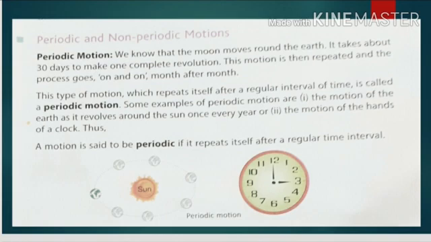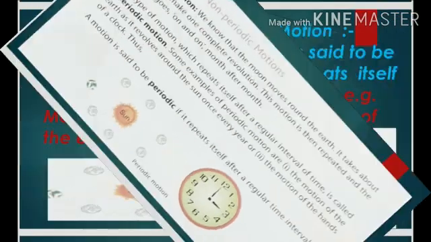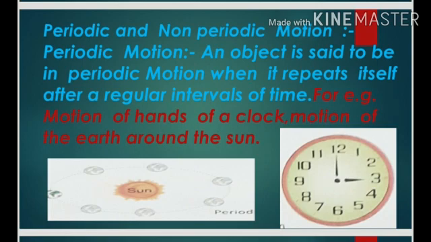The same examples of moon and earth can be taken to understand the next category of motion, that is periodic and non-periodic motion. Moon moves around the earth. It takes about 30 days to make one complete revolution. This motion is then repeated and the process goes on and on month after month. Here, an object repeats itself after a regular interval of time. Such a type of motion is known as periodic motion.